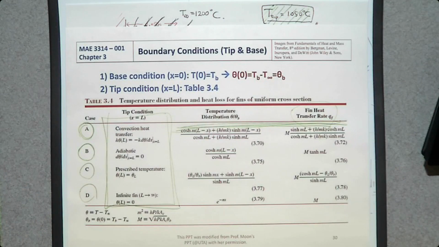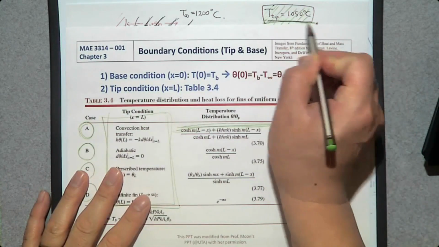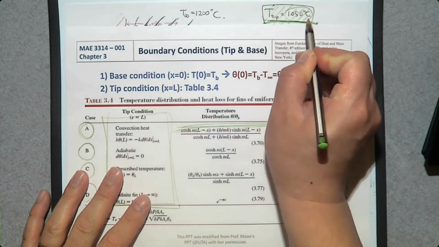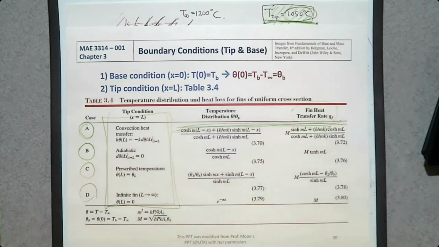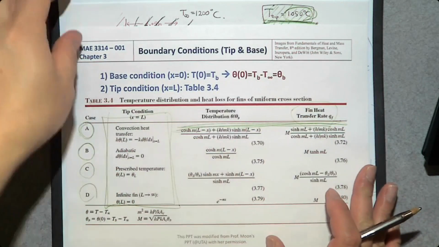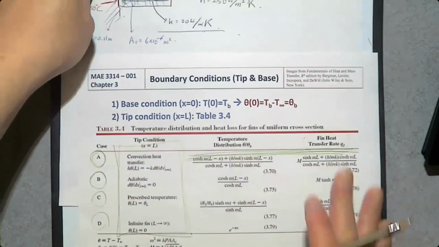So what is our interest? Do we want to determine the heat transfer rate or temperature? We want to know whether the temperature at the tip is greater than this one or less than this one. So we want to know the temperature distribution in the fin. So this is our equation. So let me write this equation here.